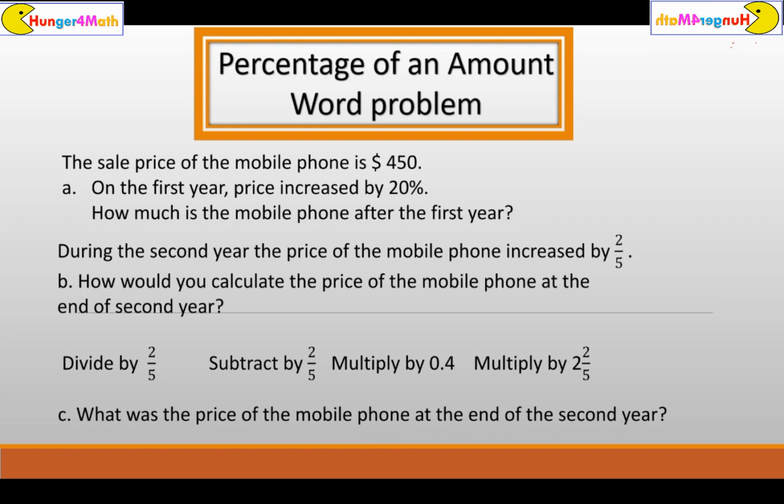During the second year, the price of the mobile phone increased by 2/5. Letter B. How would you calculate the price of the mobile phone at the end of the second year? Choices are divide by 2/5, subtract by 2/5, multiplied by 0.4, and multiply by 2 and 2/5. Letter C. What is the price of the mobile phone at the end of the second year?